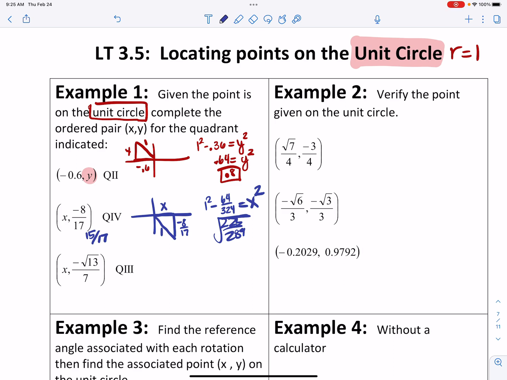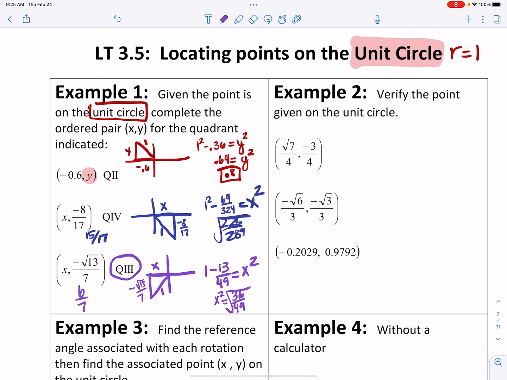Okay. And so on the next one, you're going to have to pay attention to signs. If I'm in quadrant 4, it's going to be positive. On the next one, I'm in quadrant 3. I don't know my x, but I know my y is negative root 13 over 7, and that's 1. So I'm going to do 1 minus 13 over 49 equals x squared. So 1 minus 13, I think that's 36, isn't it? Yep. So x squared equals 36 over 49. So when I square root that, I get 6/7.